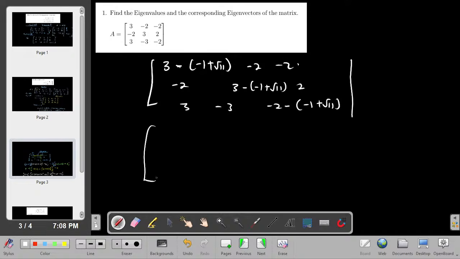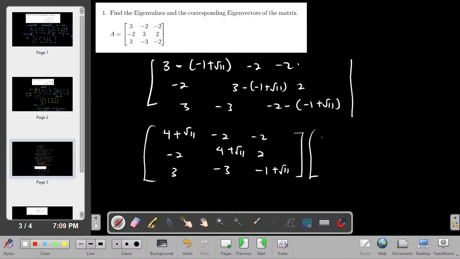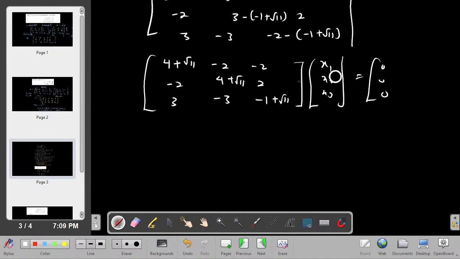To simplify this, I'll have, this is 3 plus 1 is what? 4 plus 11. Negative 2, negative, negative 2 here. Then I'll have what? This becomes what? 4 plus 11. 2. I have 3, negative 3. This becomes what? Negative 2 plus 1 is negative 1 plus root 7. This multiply our sets of x1, x2, x3 is expected to give us 0, 0, 0. So is it possible to use row echelon form to do wonders here without complexity?